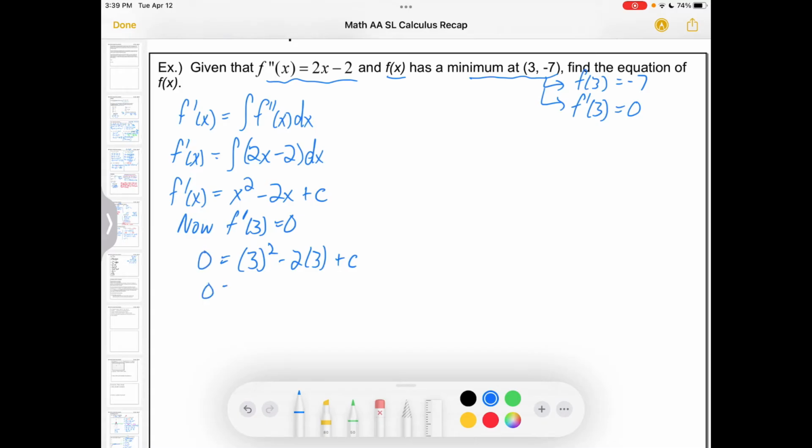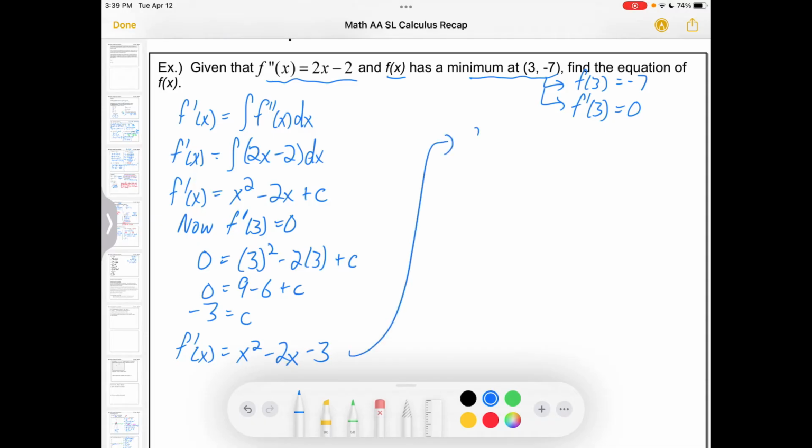Okay, in other words, 0 equals 9 minus 6 plus c, or c equals negative 3, or the first derivative, with its c sort of sussed out because we have this extra information, is going to be x squared minus 2x minus 3.